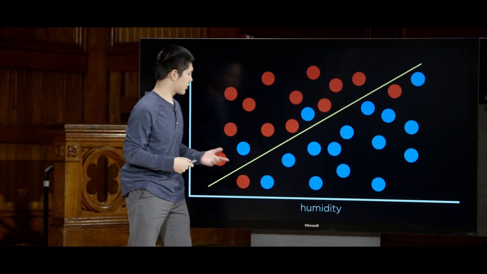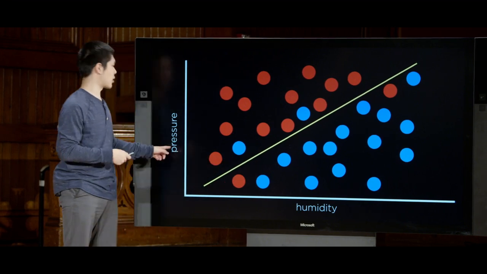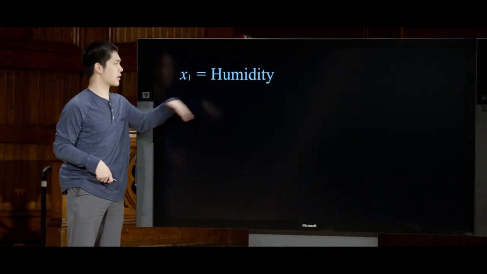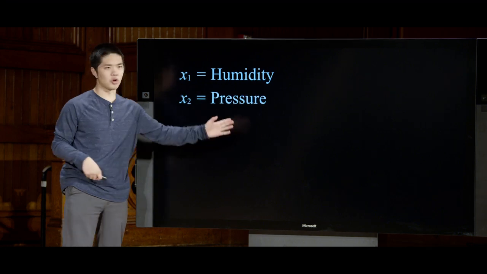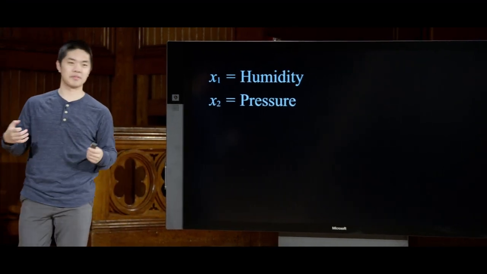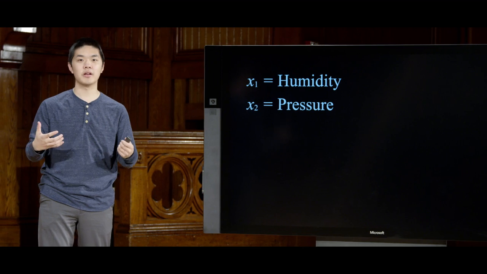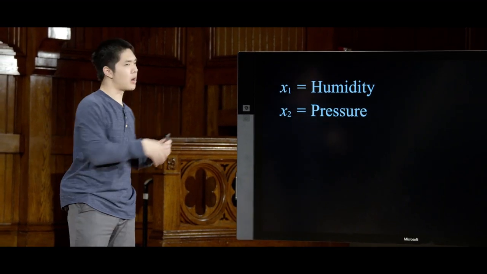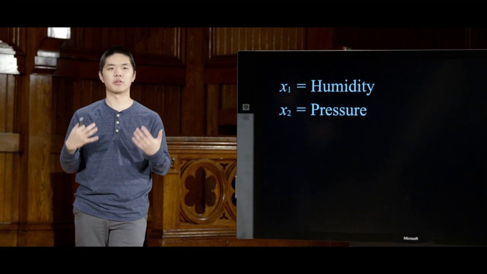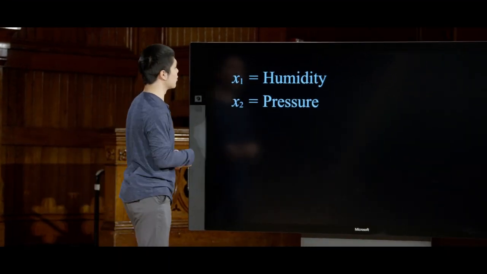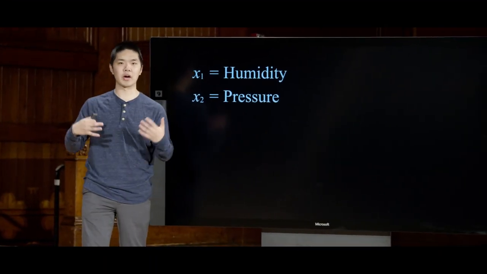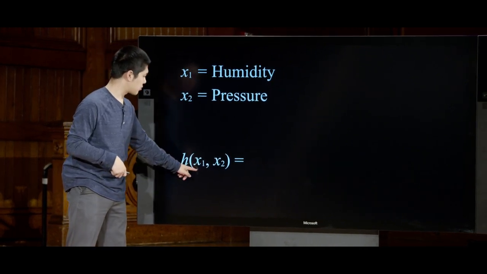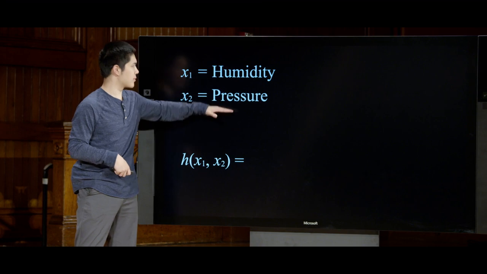And our inputs are things like humidity and pressure in this case. So our inputs, we might call x1 is going to represent humidity, and x2 is going to represent pressure. These are our inputs that we are going to provide to our machine learning algorithm. And given those inputs, we would like for our model to be able to predict some sort of output. And we are going to predict that using our hypothesis function, which we called h. Our hypothesis function is going to take as input x1 and x2, humidity and pressure in this case.